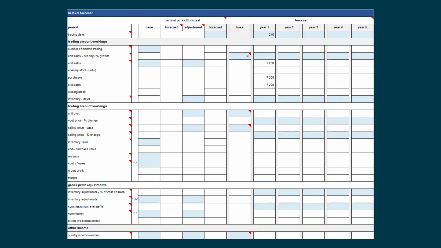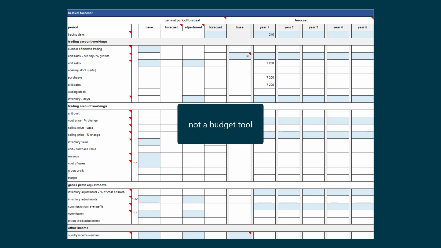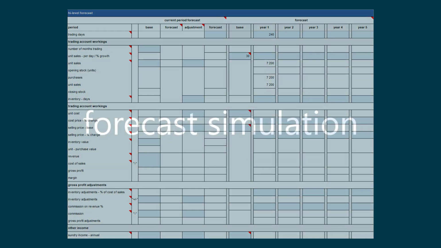Its second use is to prepare a 5-year high-level forecast for a new project. In this case, the current forecast area should be ignored and the base values will be captured in the base column as indicated. This column will be ignored when preparing a forecast for an existing business. I must emphasize that this tool is not meant as a budgeting tool, which is used to capture details of an annual forecast in minute detail.